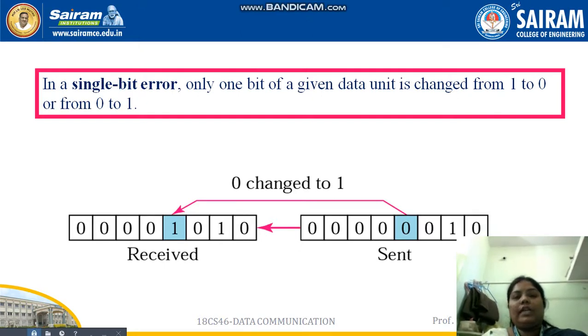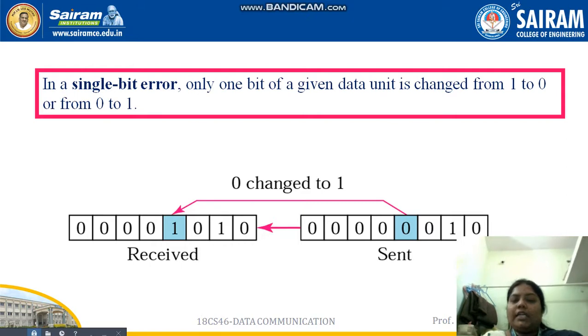Now, what is the single bit error? The single bit error is nothing but only one bit of a given data unit changing from 1 to 0 or 0 to 1, meaning high to low and low to high. This is what we call a single bit error.